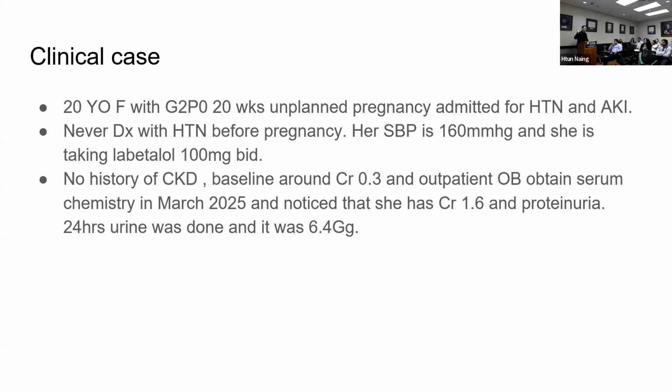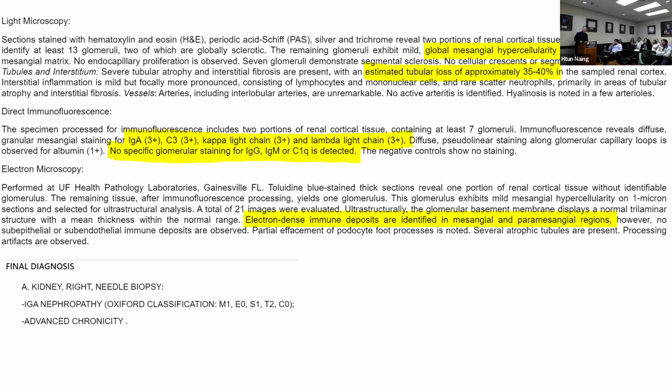So long story short, we did all these different panels to find out why she had this, and then finally, we did the biopsy. The biopsy showed global mesangial hypercellularity with estimated tubular loss of approximately 35 to 40%. Immunofluorescence showed IgA 3 plus, C3 3 plus, kappa 3 plus, lambda light chain 3 plus, no IgG. There were dense immune deposits in the mesangial region, and we found the patient had IgA nephropathy with M1 as well as T1.